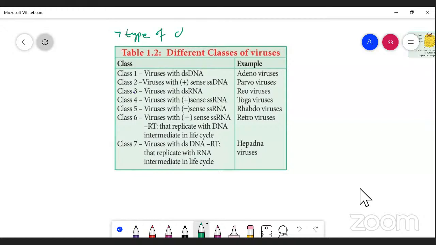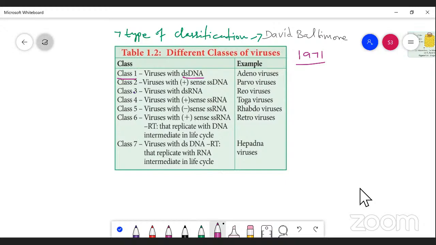This classification was first introduced by David Baltimore in the year 1971. In the chart in the textbook, the first one is class 1: viruses with DNA, a double strand of DNA. Viruses with a double strand of DNA.